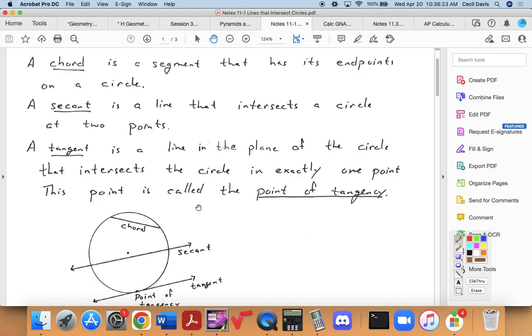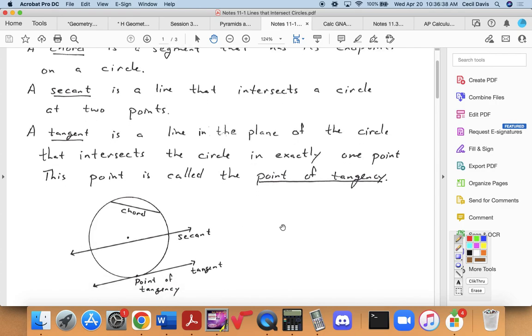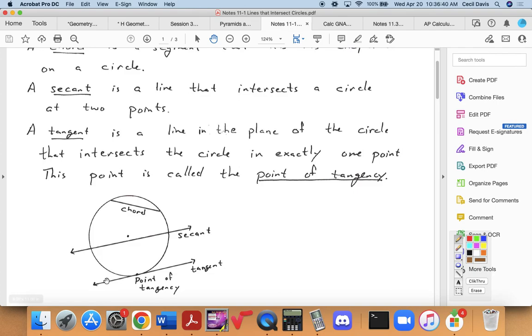A tangent is a line in the plane of the circle, so that just means it's drawn on it. It's not like going through the piece of paper. That intersects the circle in exactly one point. That's called the point of tangency. So it just barely skims the circle. It touches only in one point, not in more than that. So that's a tangent, and this point is called the point of tangency.